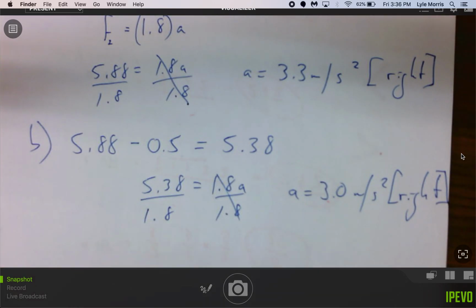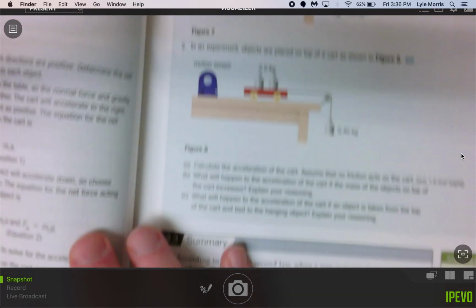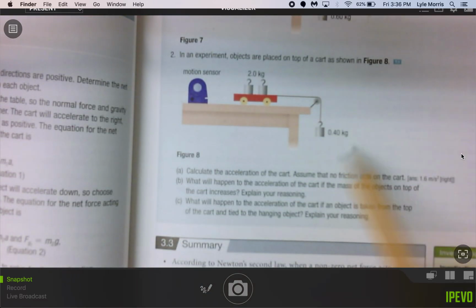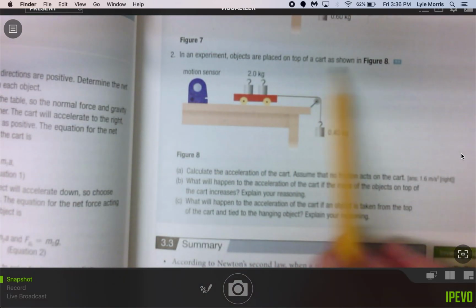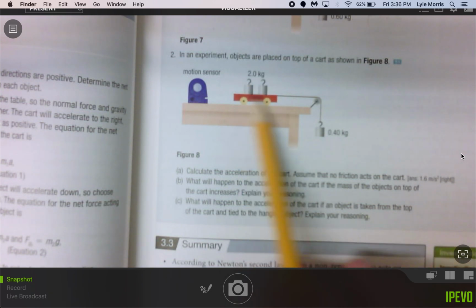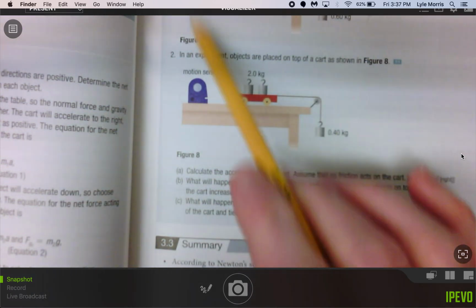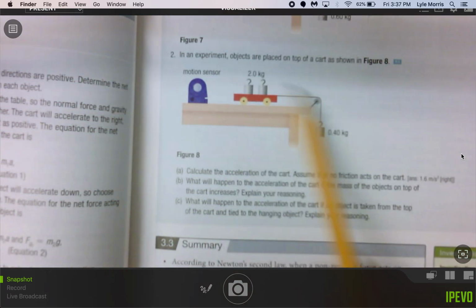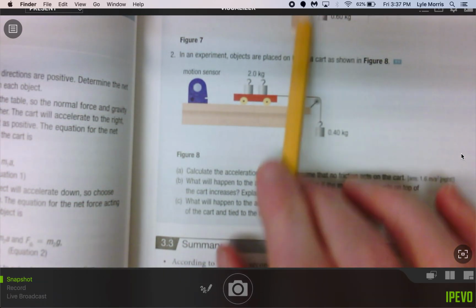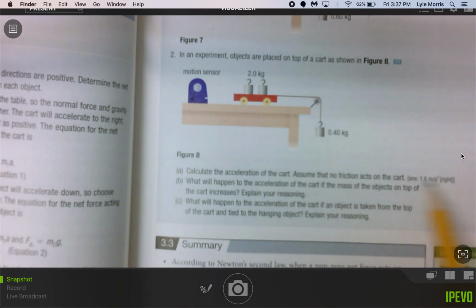I don't need to do the second example, but maybe I'll talk about it for a second. Objects are placed on top of the cart as shown. So now this cart is 2 kilograms. This weight is 0.4 kilograms. If we have the same questions, we're doing it the exact same way, just with different numbers. Calculate the acceleration of the cart. Assume that no friction acts on the cart. So we do everything the same as we did in the first one. If you want to do this for yourself, the answer is there to check.